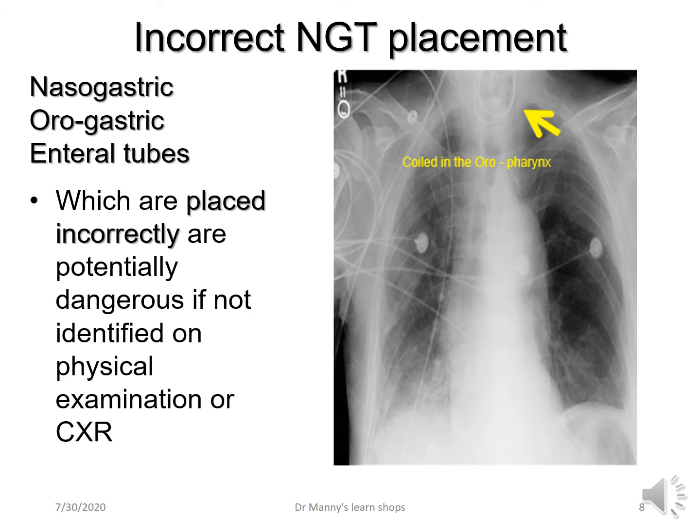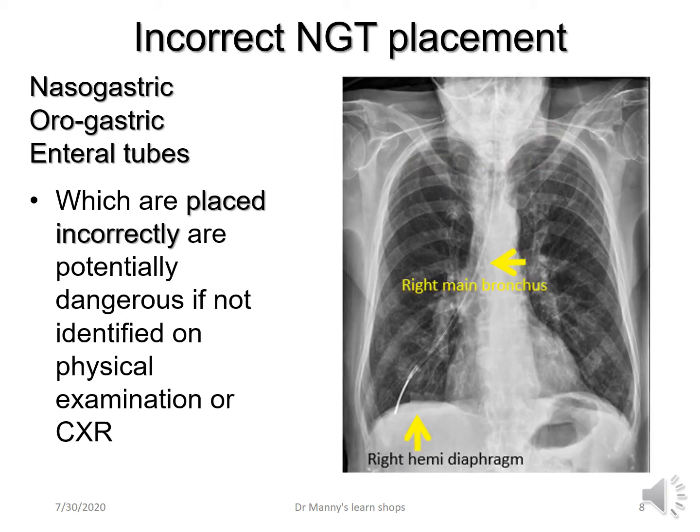Incorrect placement of a nasogastric tube, whether it be nasogastric, orogastric or enteral, is potentially dangerous if their location hasn't been identified either using physical examination or the chest X-ray, which is considered the gold standard. Here's an example of a tube coiled in the oropharynx, which not identified could result in problems, especially as you start feeding and they can't protect their airway.